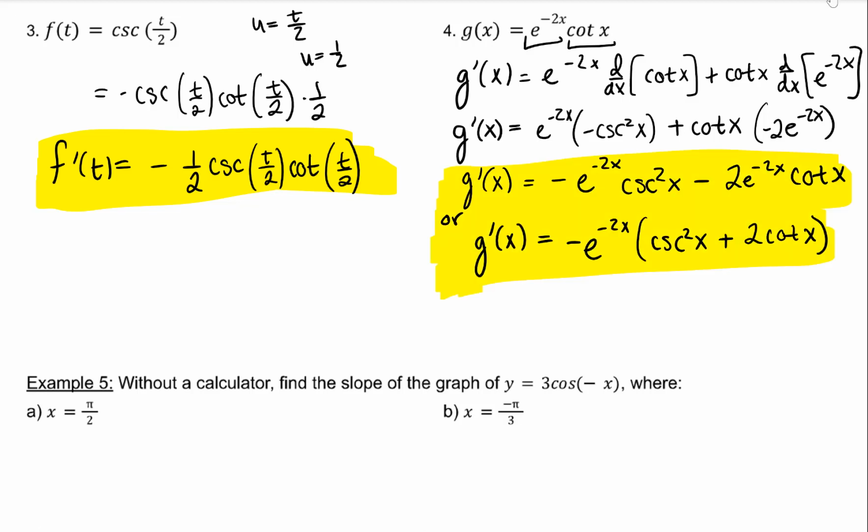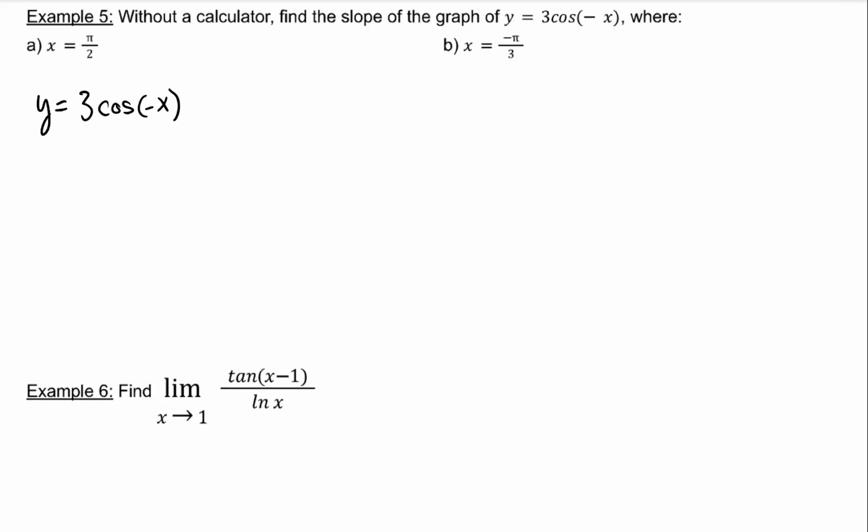For example 5, without a calculator, find the slope of the graph of y equals 3 cosine negative x, where x is pi halves and where x is negative pi thirds. You may remember that cosine of negative x is equal to cosine of x, because cosine is an even function. You could still do this problem without changing it, but I'm going to use the even identity so I don't have to deal with all the extra negatives. That makes our derivative negative 3 sine x.